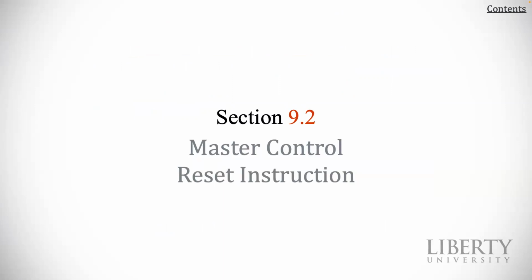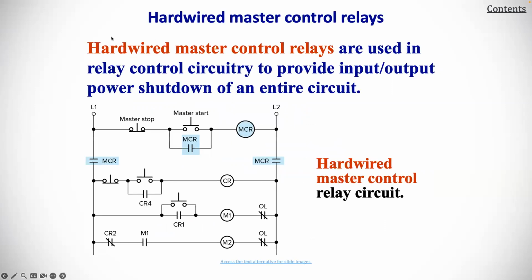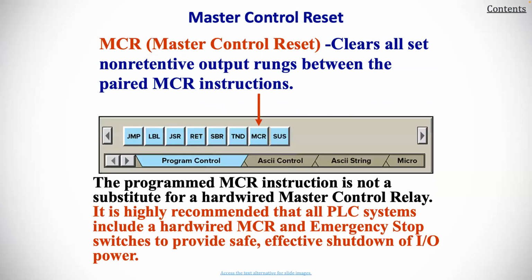Let's talk about the master control and the reset instructions. So the hardwired master control relays are used in relay control circuitry to provide input and output power shutdown of an entire circuit. And so here we can be seeing a hardwired master control relay circuit. See what that looks like.